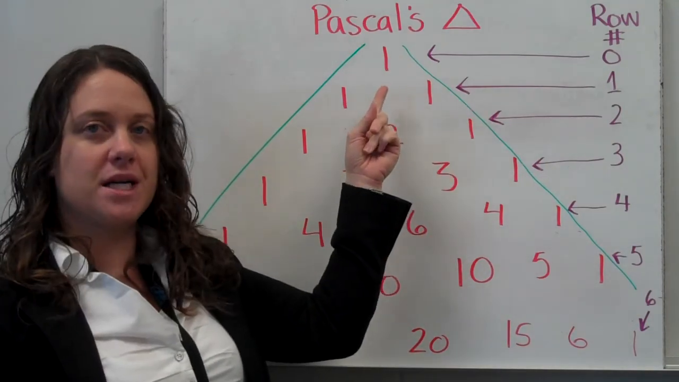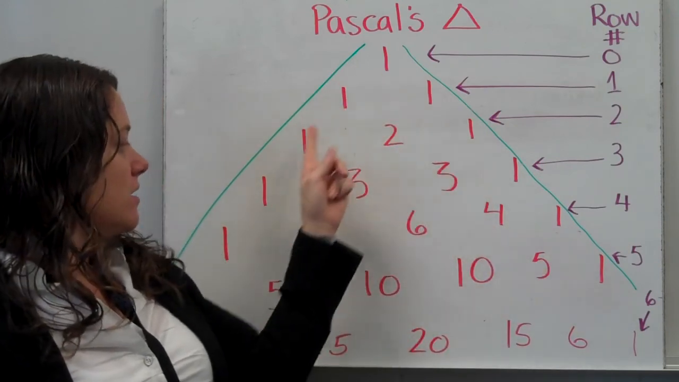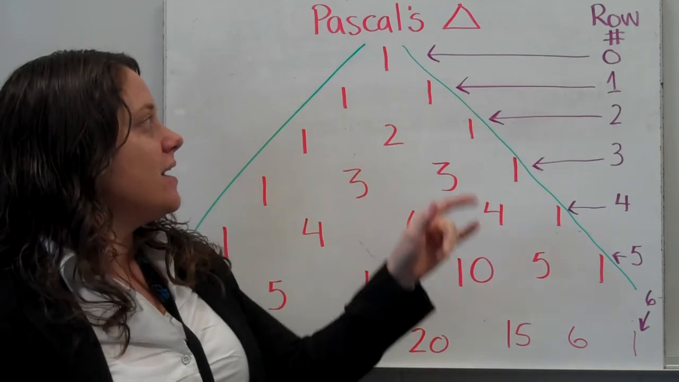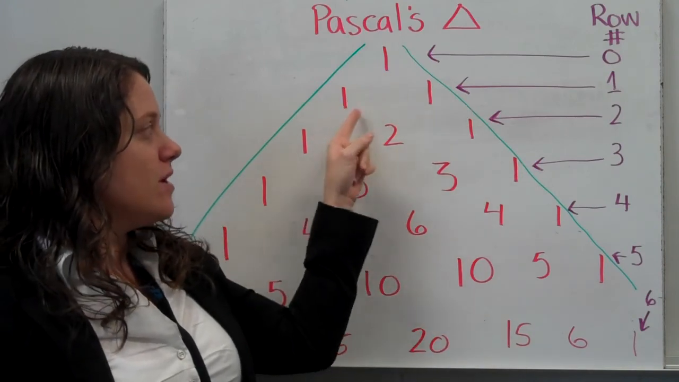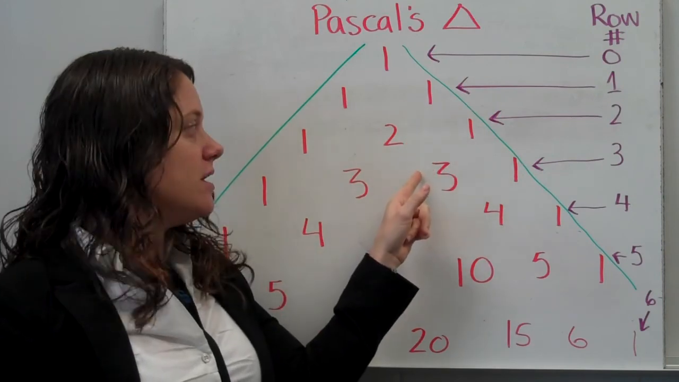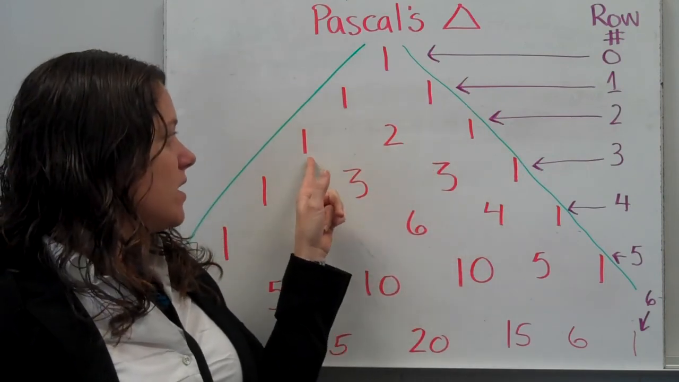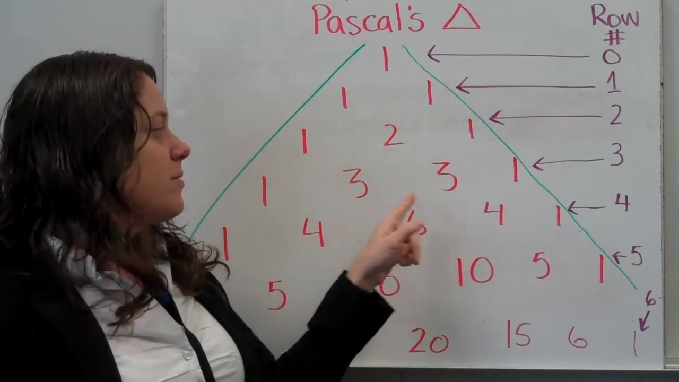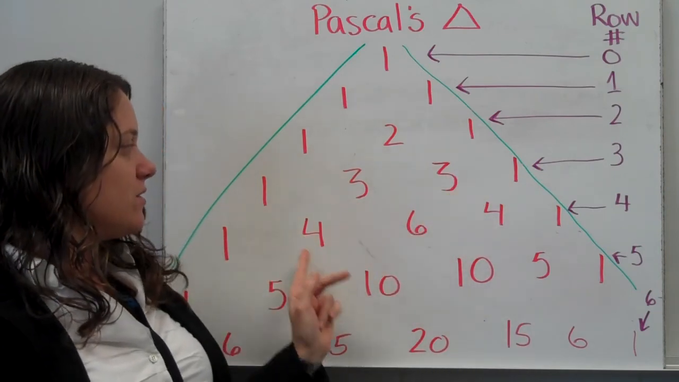You start with a 1 up here, and all the outside of the triangle is 1. And the top is row 0. And then when you fill in the rows, you have 1, 1, 1. And then you put a 2 here because 1 plus 1 is 2. And then here, 1 plus 2 is 3, and 1 plus 2 is 3, etc. 3 plus 3 is 6, 3 plus 1 is 4.